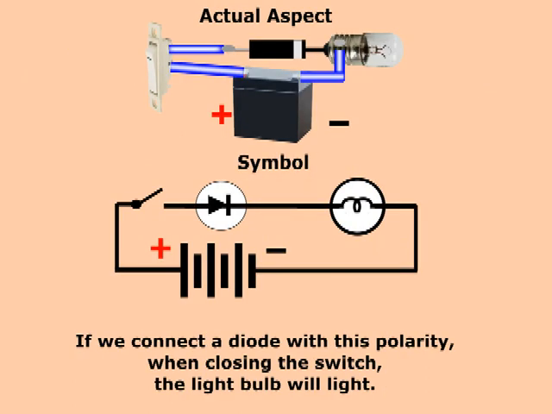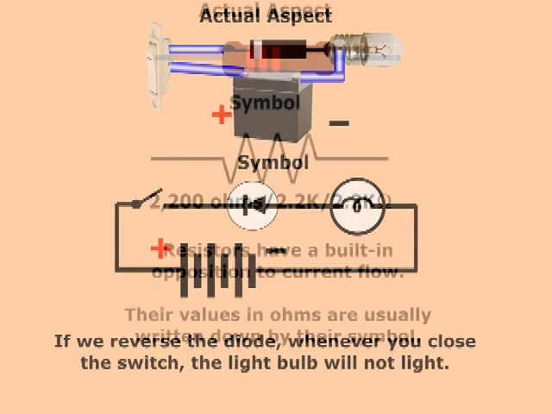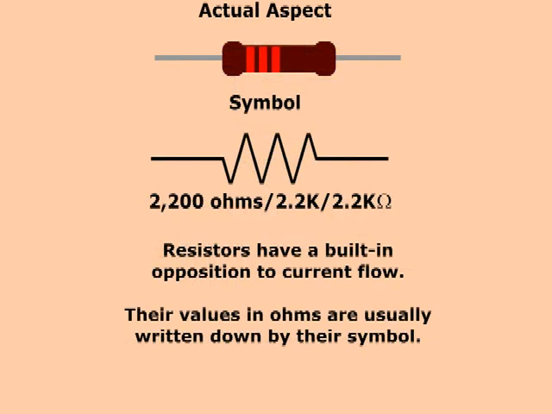Let's look at a simple circuit using a battery, a switch, a diode, and an incandescent light bulb. The anode of the diode is represented in the diagram as a triangle and the cathode as a bar. With the polarity shown here for the diode, whenever you turn the manual switch to on, the diode will conduct and the bulb will light. However, if we reverse the polarity of the diode, even if we turn the manual switch to on, the light will remain off. Next, let's look at another component.